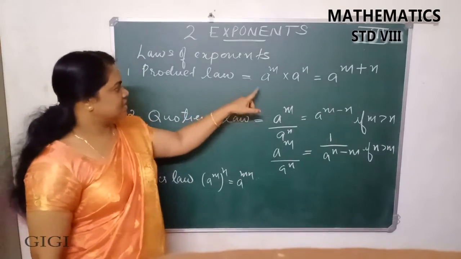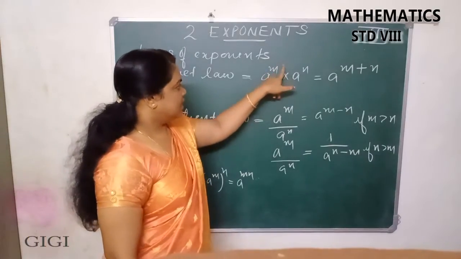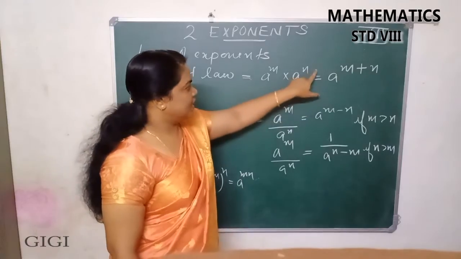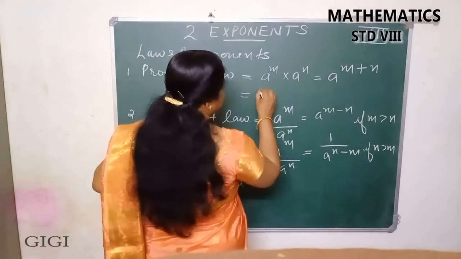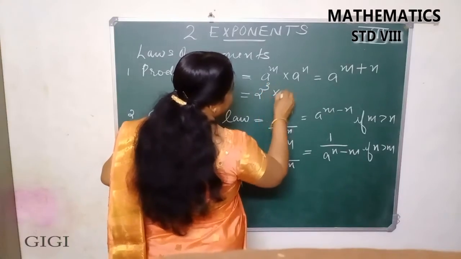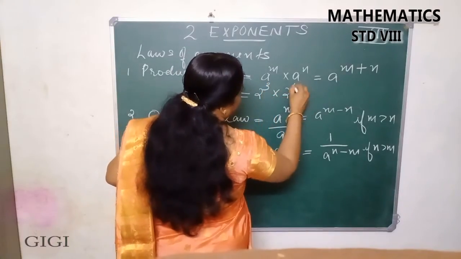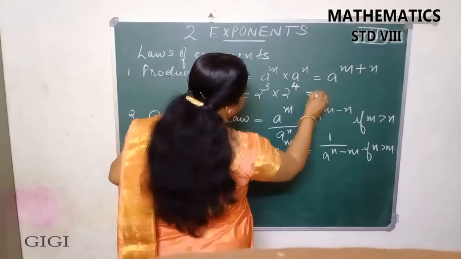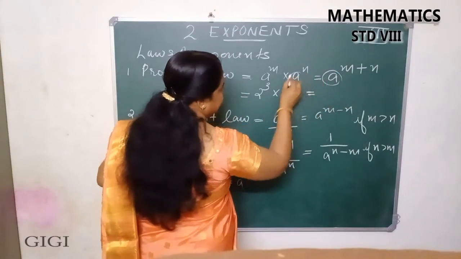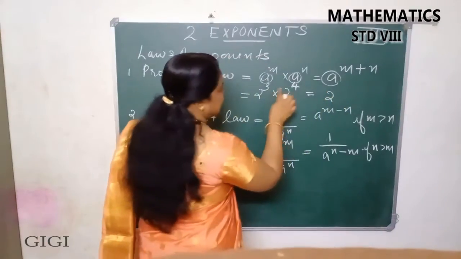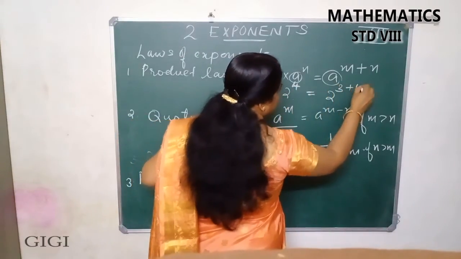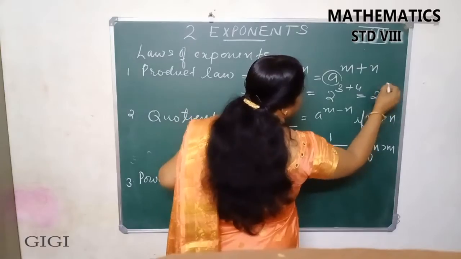The product law means a raised to m into a raised to n is equal to a raised to m plus n. Let's do an example. 2 raised to 3 into 2 raised to 4 is equal to 2 raised to 3 plus 4, that is equal to 2 raised to 7.